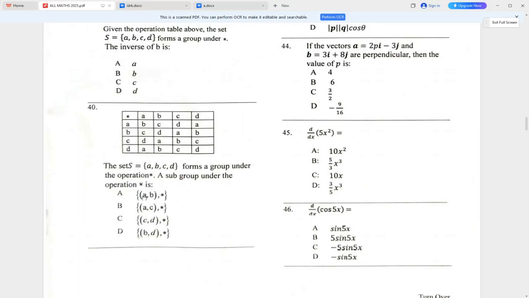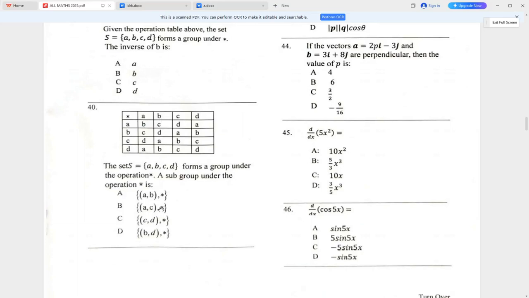Now operating A and B under star, we can start by doing A star A, then A star B, B star A, finally B star B. Now A star A gives us B, it is in the set, so it's closed. A star B gives us C, it's no longer in the set, so this expression can no longer form a subgroup.